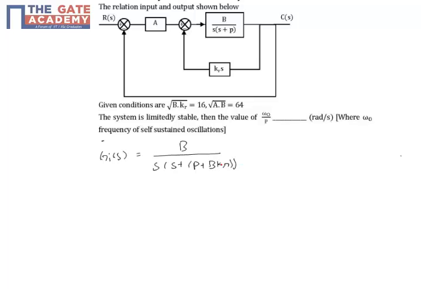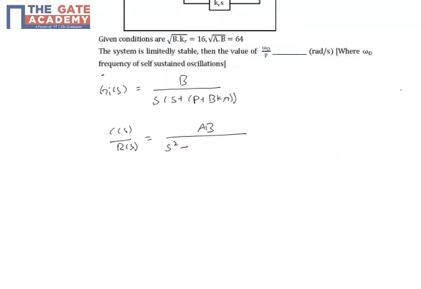Now taking the outside feedback into account, that we have to do after multiplying with a gain of a, the total closed loop transfer function will be C of s by R of s is equal to ab by s square plus (p plus b into Kr) into s plus ab.